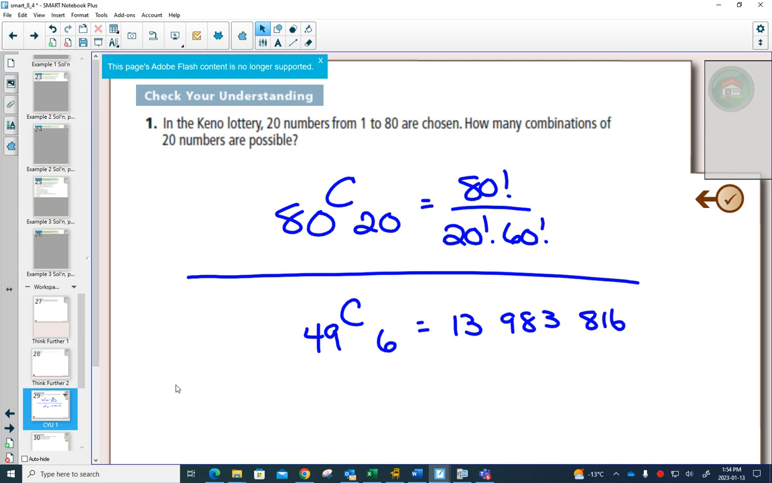Anyways, this is combinations. Let's go to example 2. Circle the questions 4, 5, and 7. Oh, we've got to switch mics.